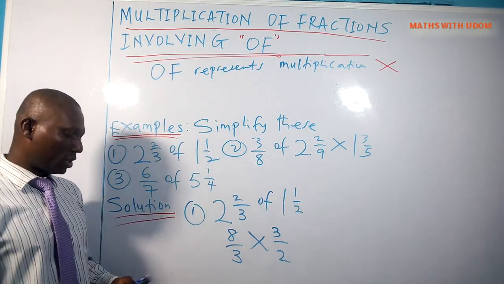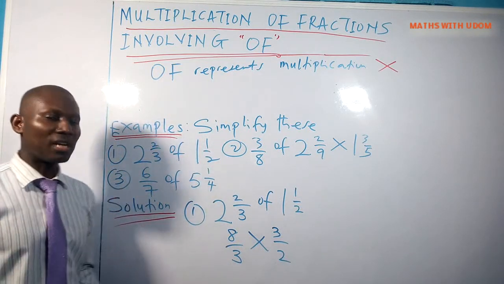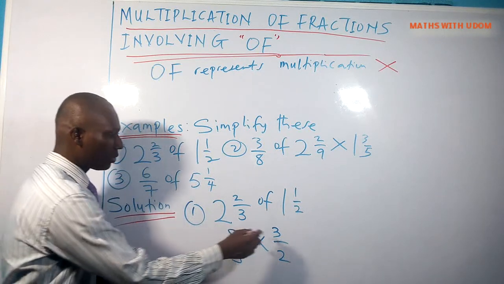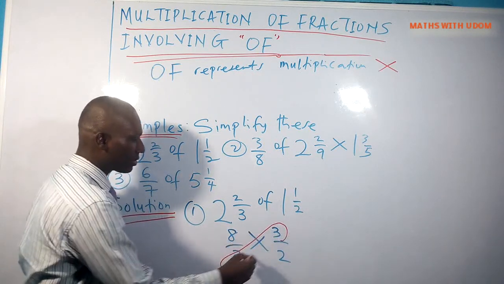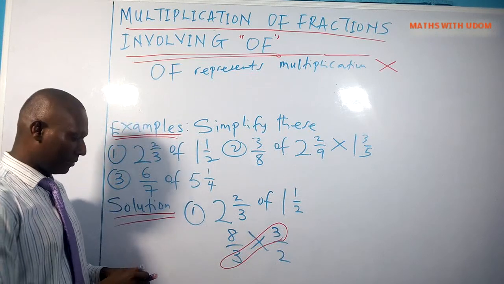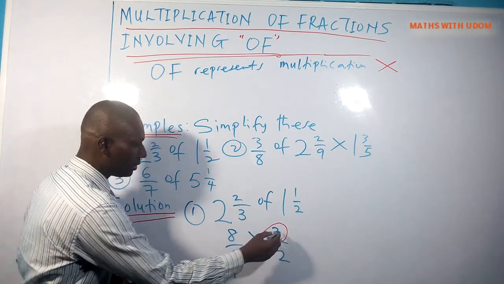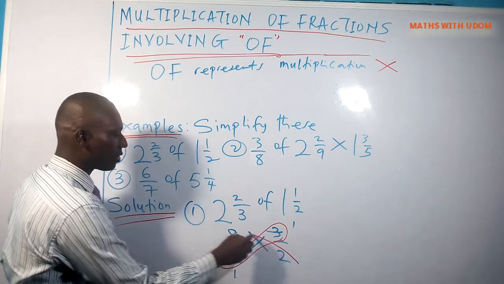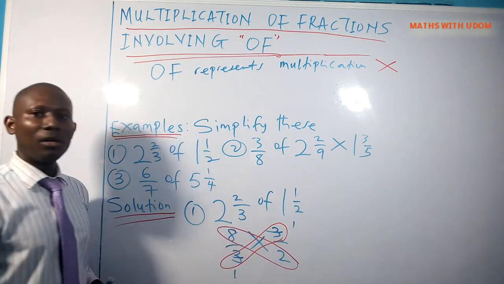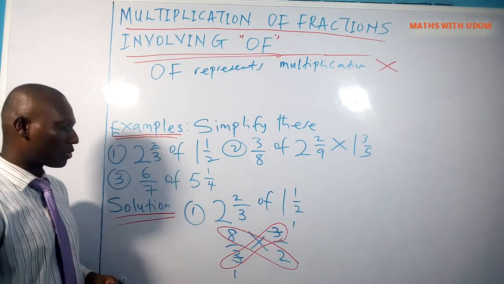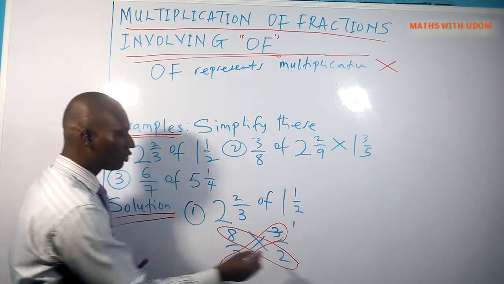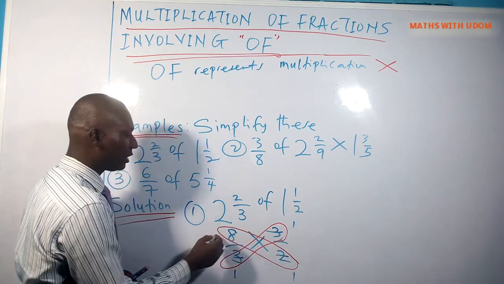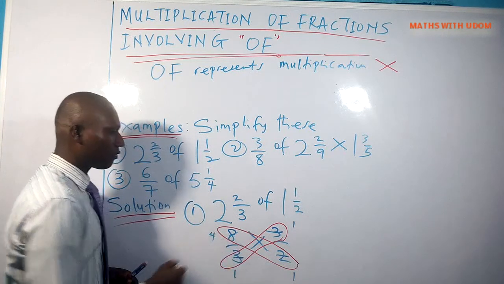Then we look for opportunity for cross cancellation. Okay, so 3 and 3, they cross and cancel each other. So we have 3 here 1, 3 here 1. What of 8 and 2? 8 and 2 can also cross and cancel each other because they have the same factor. So 2 can go through. So how many 2 in 2? 1. How many 2 in 8? We have 4.